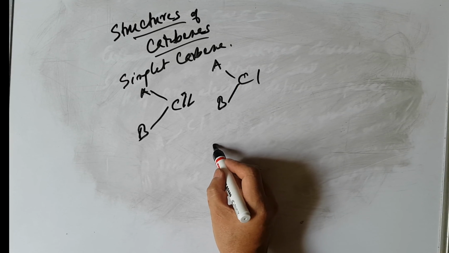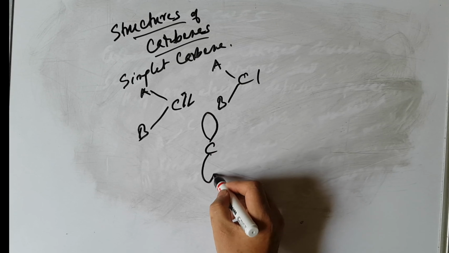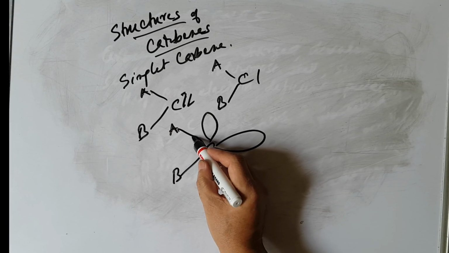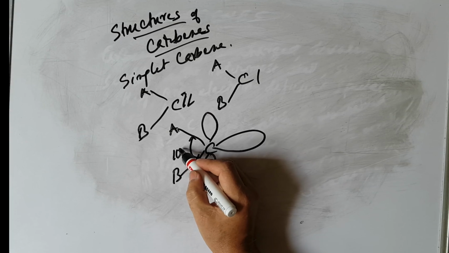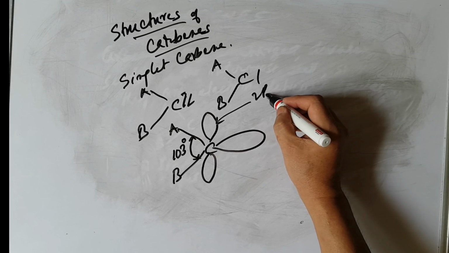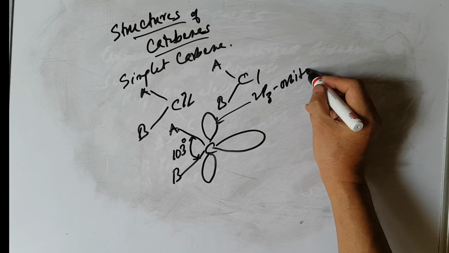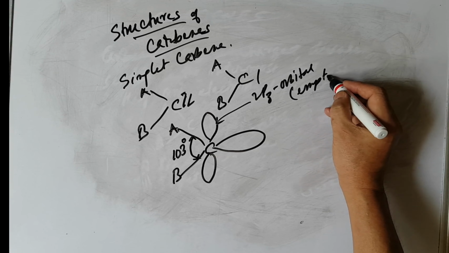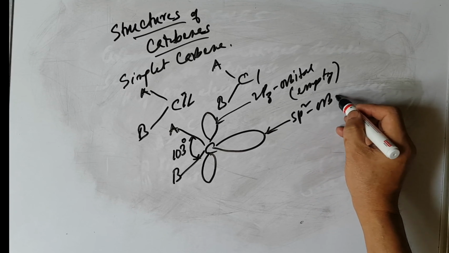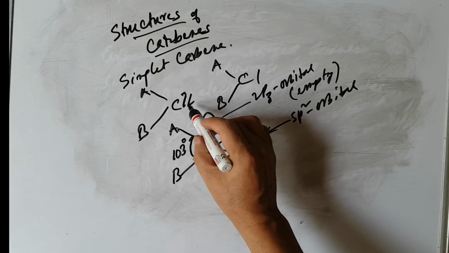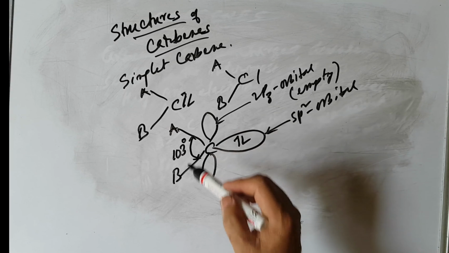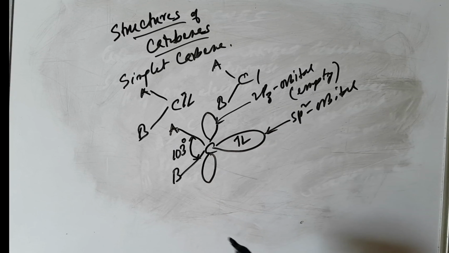So the structure is like this. They are paired structures. This is the sp2 orbital, and the angle between these is 103 degrees. This is the 2pz orbital, and it is empty. Here the two electrons, the two spins, occupy the sp2 orbital, and they have an empty 2pz orbital. So this is the structure of singlet carbene.